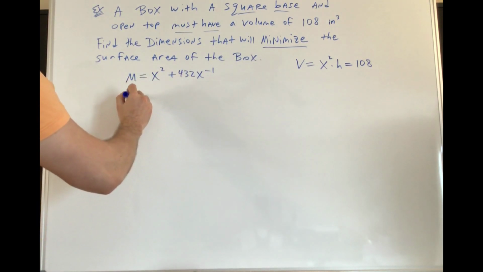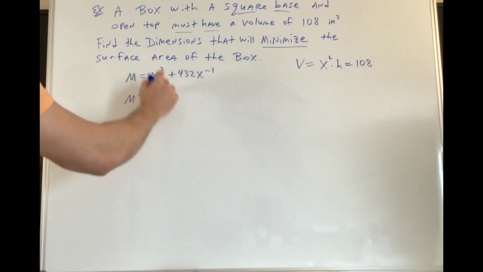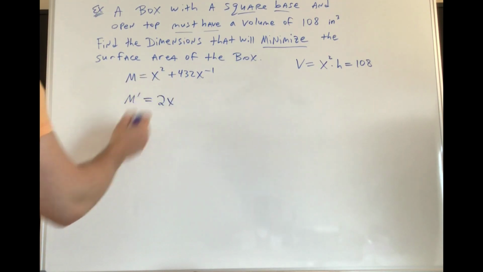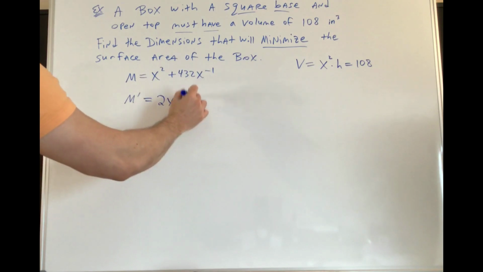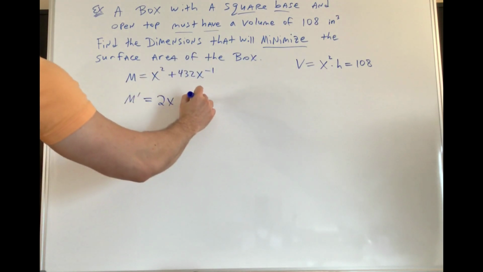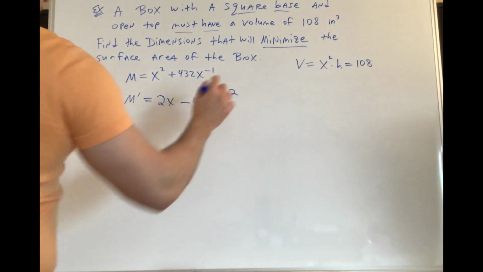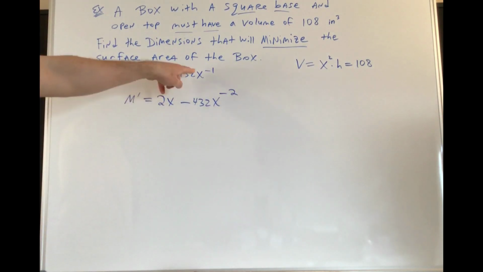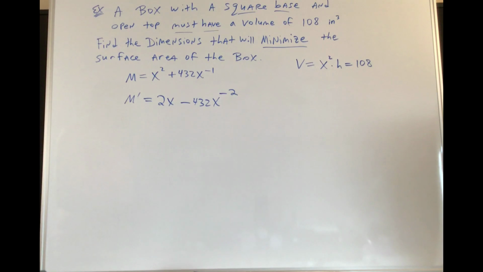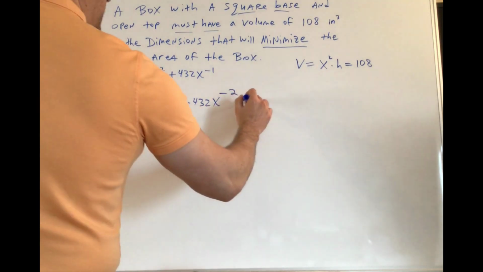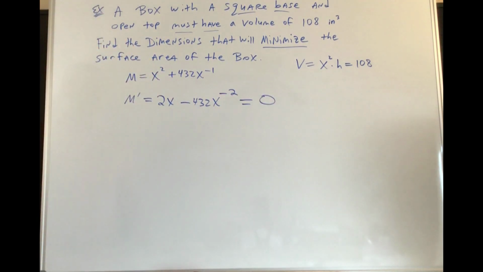Now I got to take the derivative. Now be careful. Derivative of x squared is 2x. Multiply by the power, 432 times negative 1, right? Sign switches. Subtract 1 off the power. Don't do anything silly here and say it's x to the 0. No, it's not. Be careful. You're subtracting 1 from 1. Now, what are you supposed to do? Set it equal to 0.